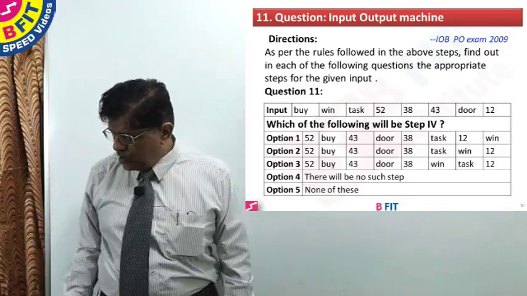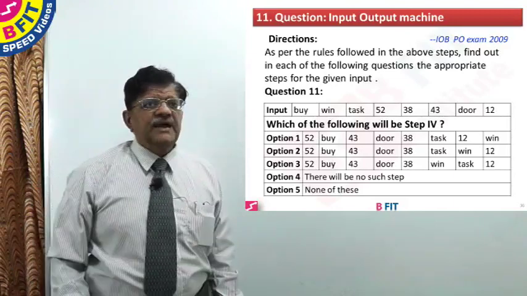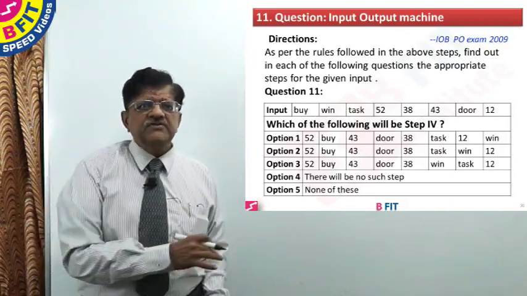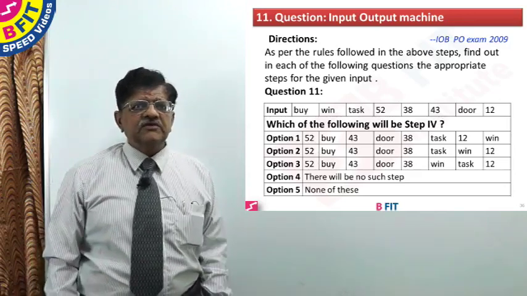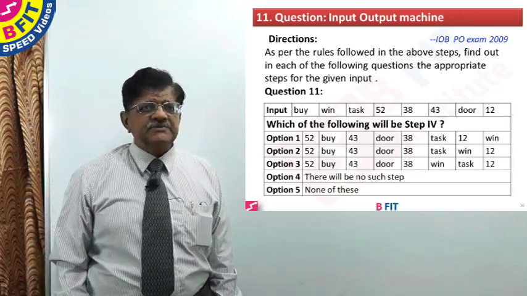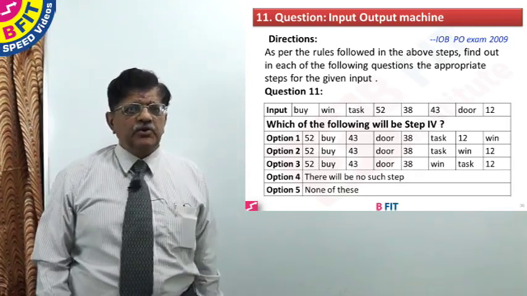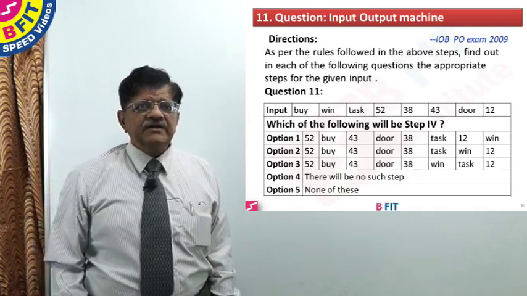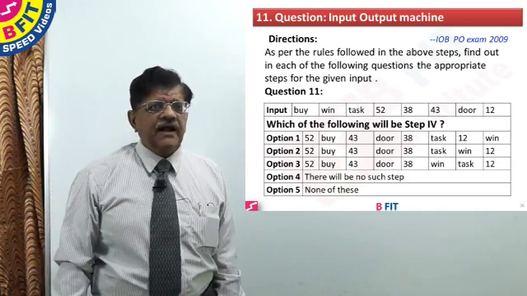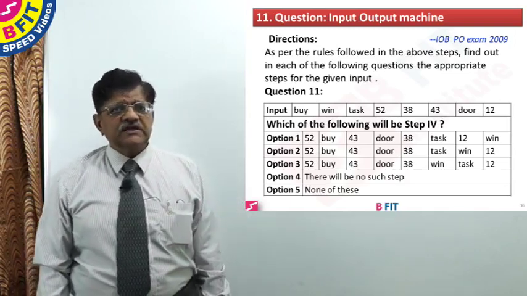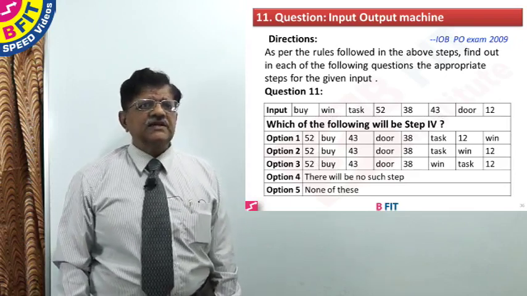Now let us go to question number 11, which is a question based on the model which we have just seen. As per the rules followed in the above steps, find out in each of the following questions the appropriate steps for the given input. Question number 11 gives one input: buy, win, task, 52, 38, 43, door, 12. This input is given, and then we are asked the question, which of the following will be step 4? That is the question that is asked.